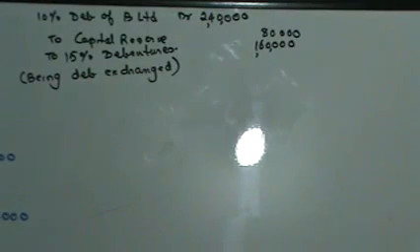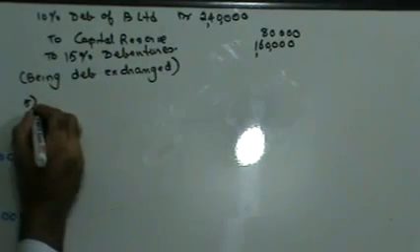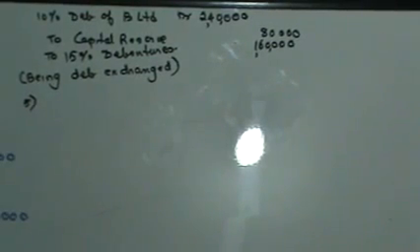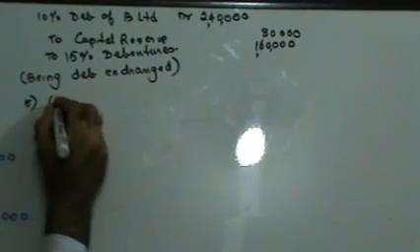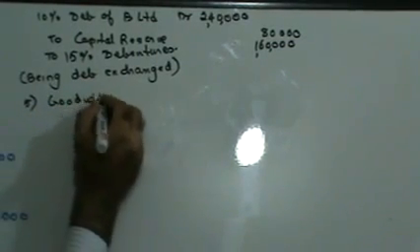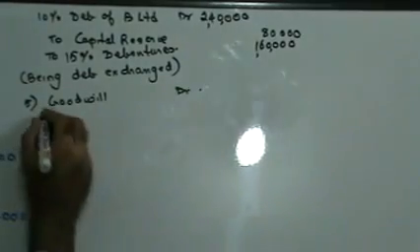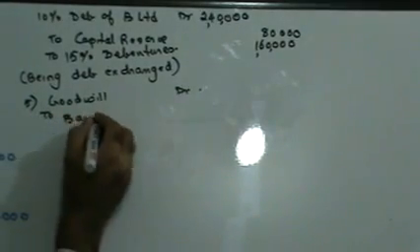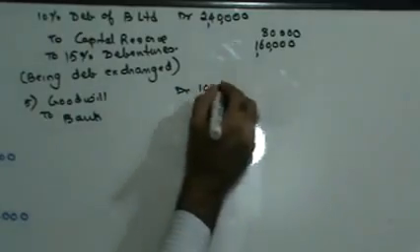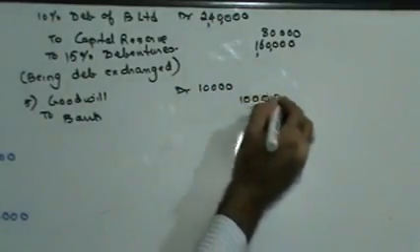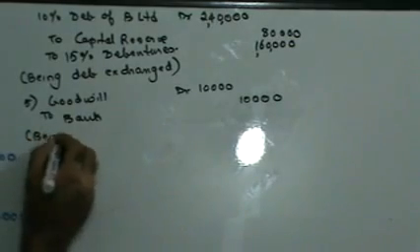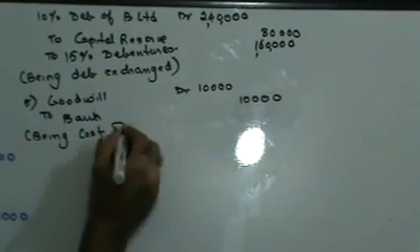Once you have exchanged the debentures, the next thing they've said is the cost of absorption, 10,000, was paid by A Limited. Money is going out, so bank will come on the credit side. You don't have cost of absorption anywhere. Since the difference would be on the debit side, that will be called goodwill. So goodwill account debit to bank. Amount is 10,000, being cost of absorption paid.